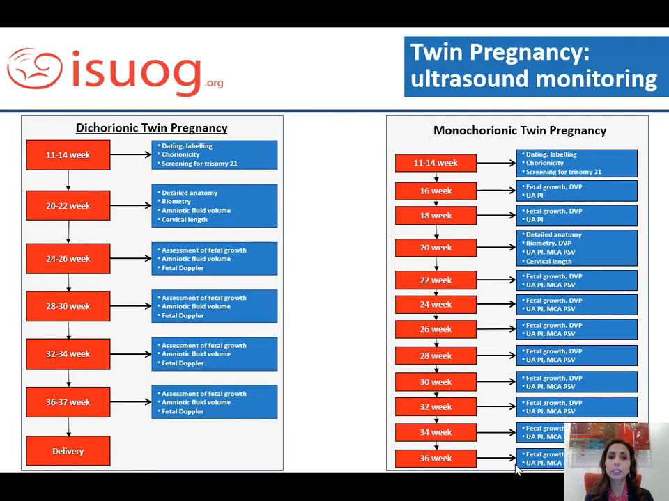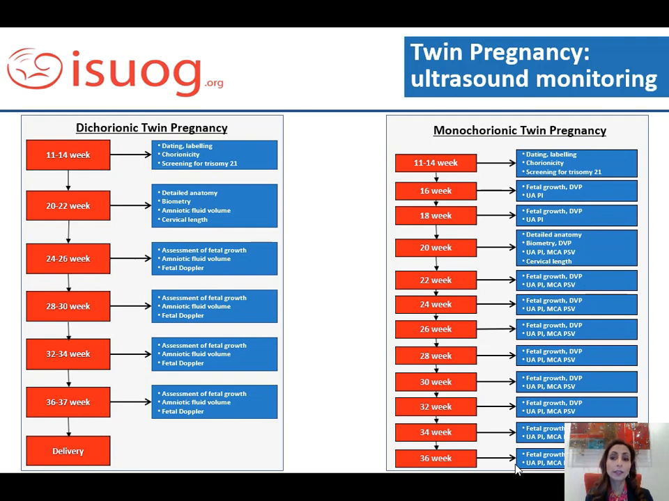I know this is controversial, and not all guidelines do recommend assessment of fetal Dopplers if the biometry and amniotic fluid volume are normal. For monochorionic twin pregnancy, it is a different story. So from 16 weeks, the scan should happen every 2 weeks, until the end of the pregnancy, because we are monitoring for twin-to-twin transfusion syndrome as well as fetal growth restriction.